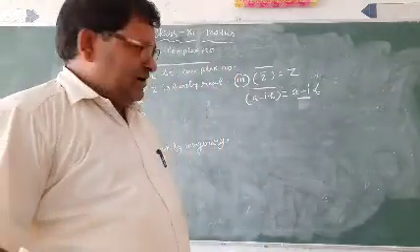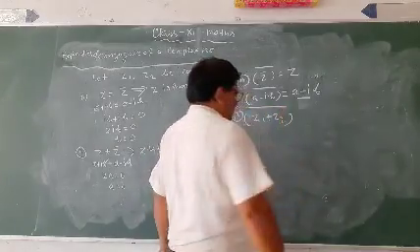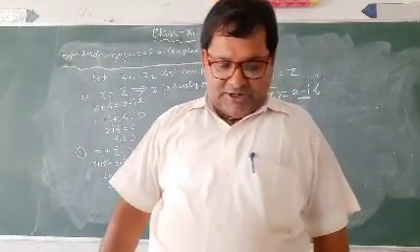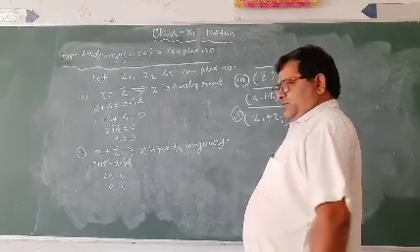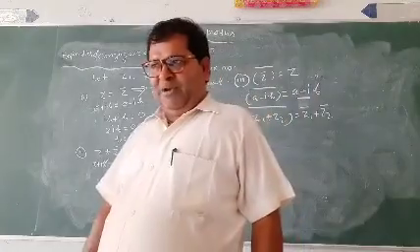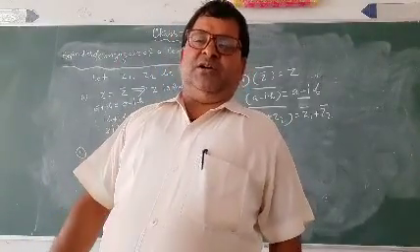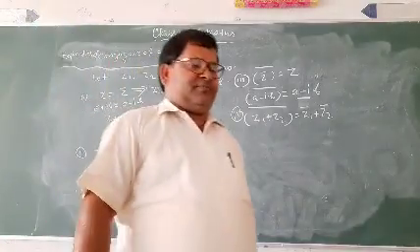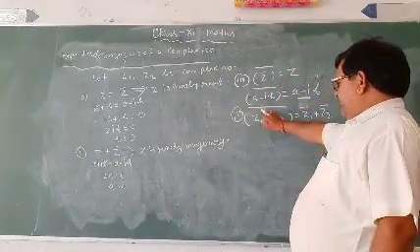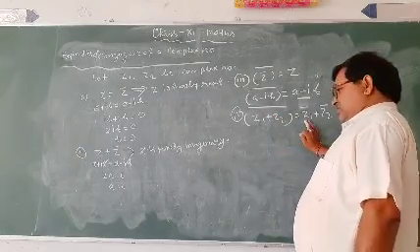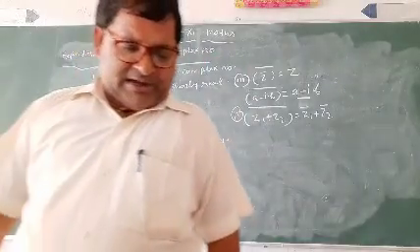And property number 4: the bar of z1 plus z2 equal to z1 bar plus z2 bar. The conjugate of the sum of two complex numbers is equal to the sum of the conjugates of the separate complex numbers. So such that the bar of z1 plus z2 equals z1 bar plus z2 bar. This is the fourth property.